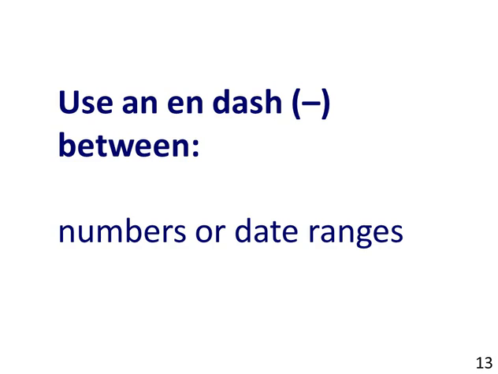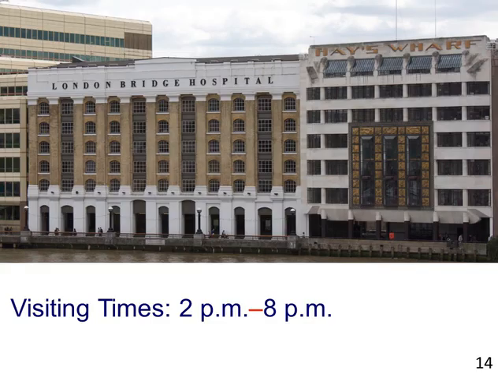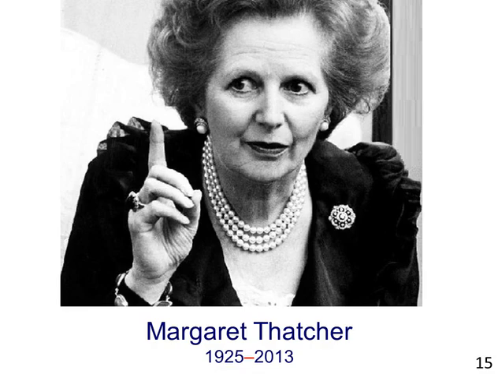Now let's look at the n dash. Use an n dash between numbers or date ranges. The picture shows London Bridge Hospital. The caption reads, "Visiting times 2 p.m. to 8 p.m." The next example shows a picture of Margaret Thatcher, who was the Prime Minister of the UK for many years. The caption reads, "Margaret Thatcher, 1925 to 2013."